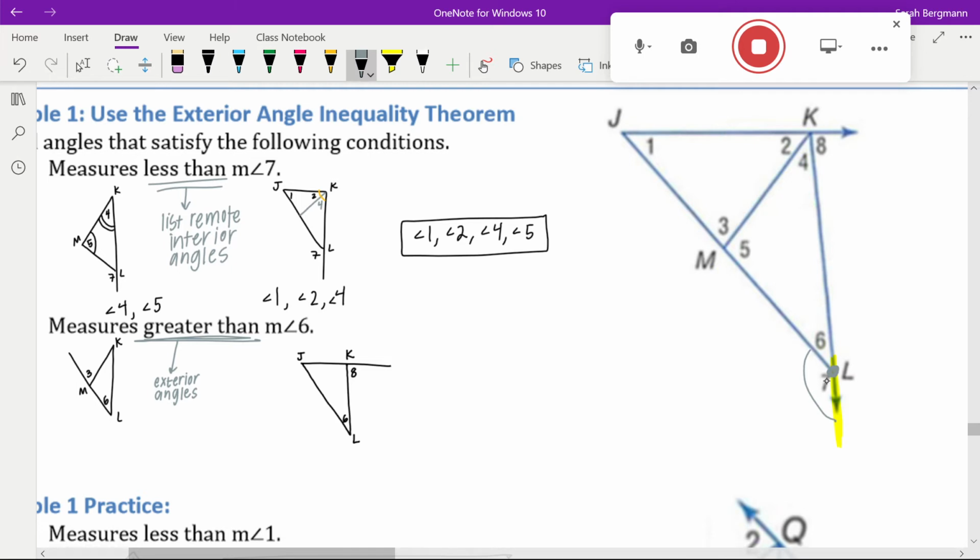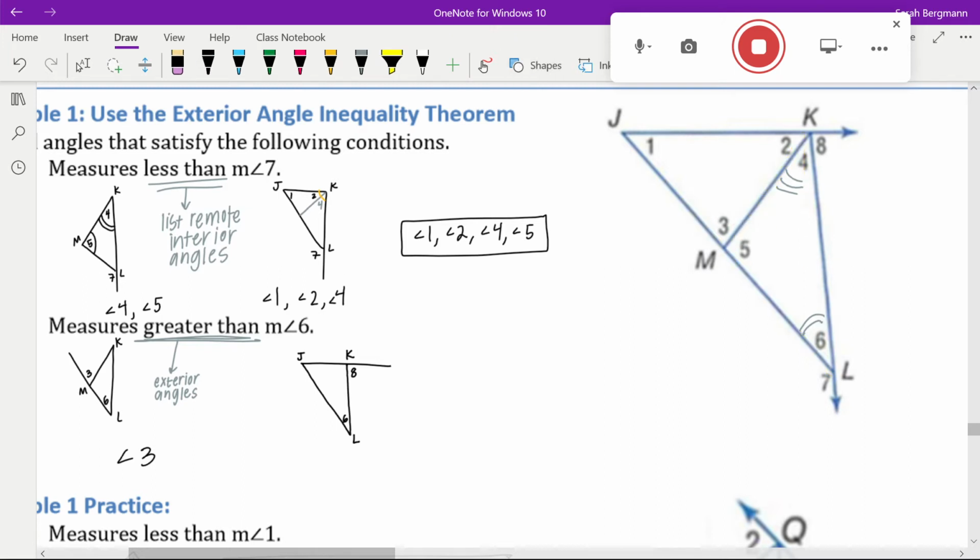Angle 6 is an interior angle, but it's not remote. So let's look at triangle LKM again, but extend a different side of the triangle. This time we create angle 3 as an exterior angle. I know that the measure of angle 6 plus the measure of angle 4 must add up to the measure of angle 3. Therefore, angle 3 has a greater measure than angle 6.